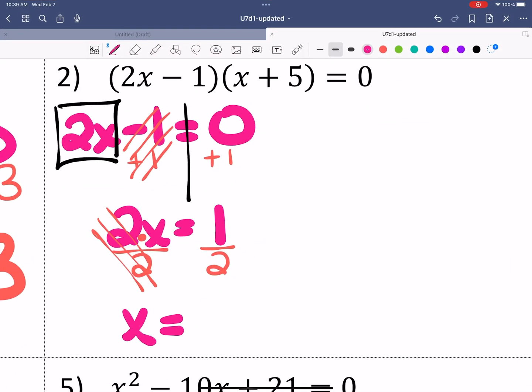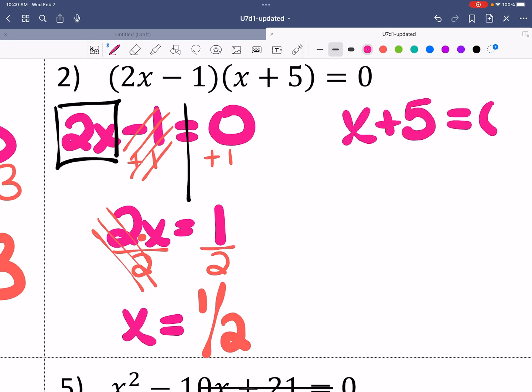Sometimes it reduces the fraction, sometimes it does not. On this one, 1/2 was your final answer for the first factor. Then we need to go back to the second factor, x plus 5, set that equal to 0, and then we're going to solve for x.